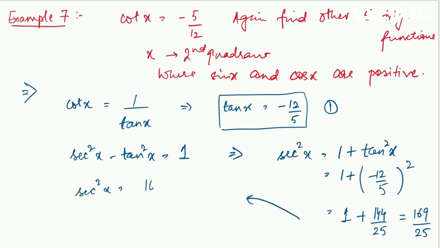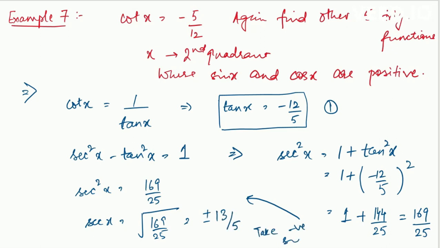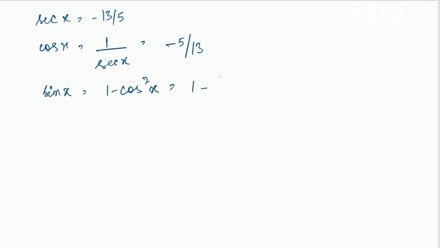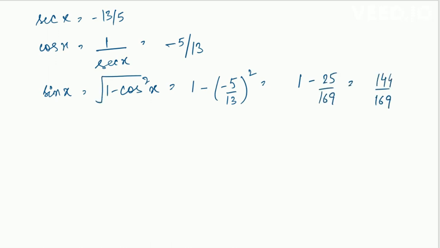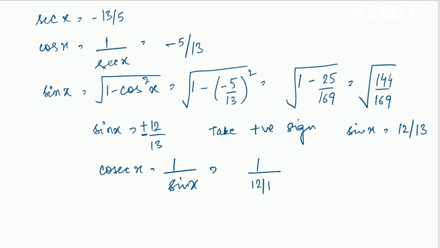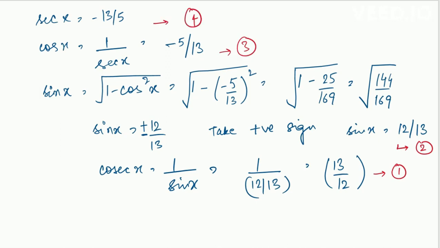Again, we are taking the square root over here, so positive and negative values both will be coming out. So we need to decide. We have to take the negative value because x lies in the second quadrant. So cos x is 1 upon sec x. We have to take the reciprocal. Again, cos x is known, so we can find out sin x. We have to take the positive sign here because sin x is positive in the second quadrant. So cosec x is 1 by sin x. So all other 5 trigonometric functions are known.